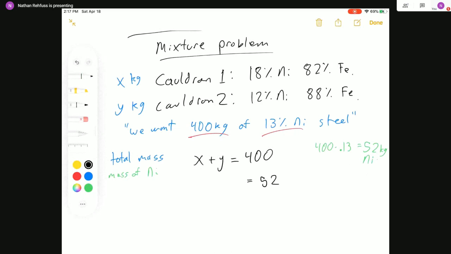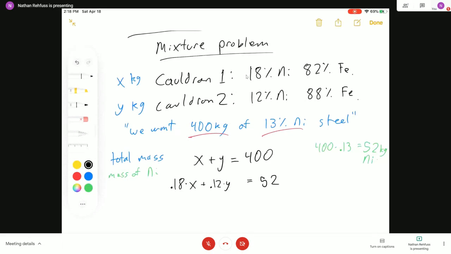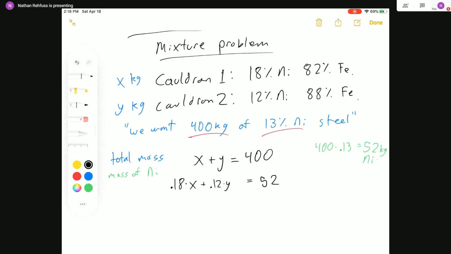Now, how do I specify how much nickel I'm mixing? Well, 18% of the metal that comes out of Cauldron 1 is nickel. So I will have 0.18x kilograms of nickel sourced from Cauldron 1. And in the same way, I will have 0.12y kilograms of nickel sourced from Cauldron 2, because Cauldron 2 is 12% nickel. So my goal is to get 18% of the mass I take from Cauldron 1 plus 12% of the mass I take from Cauldron 2 to equal exactly the 52 kilograms of nickel I need, so that the customer gets the alloy they want. So then, this is my system of equations.